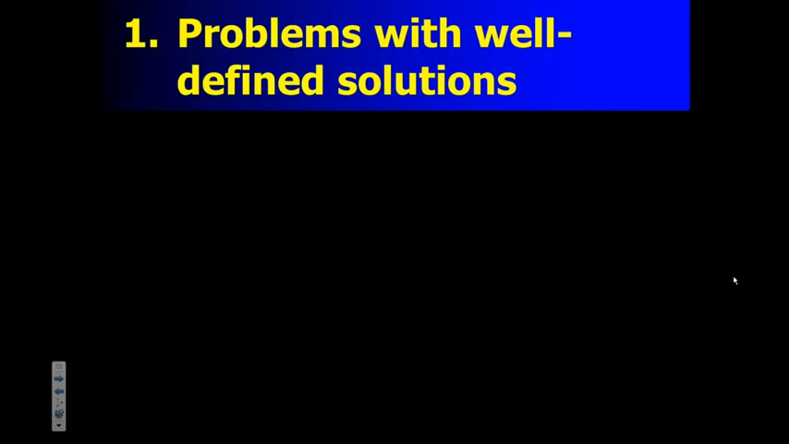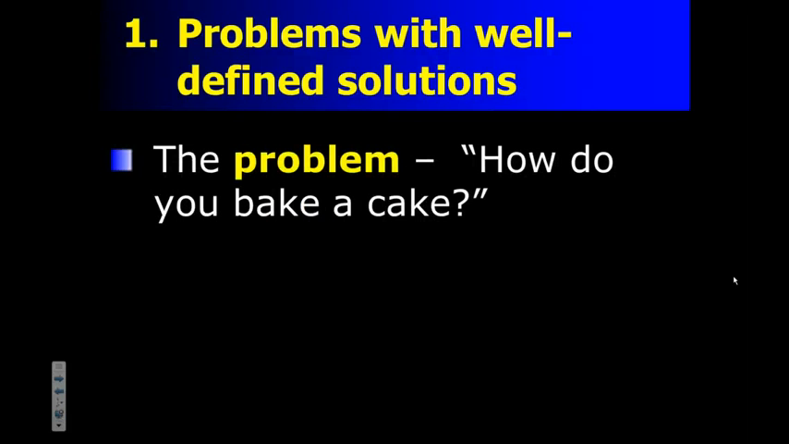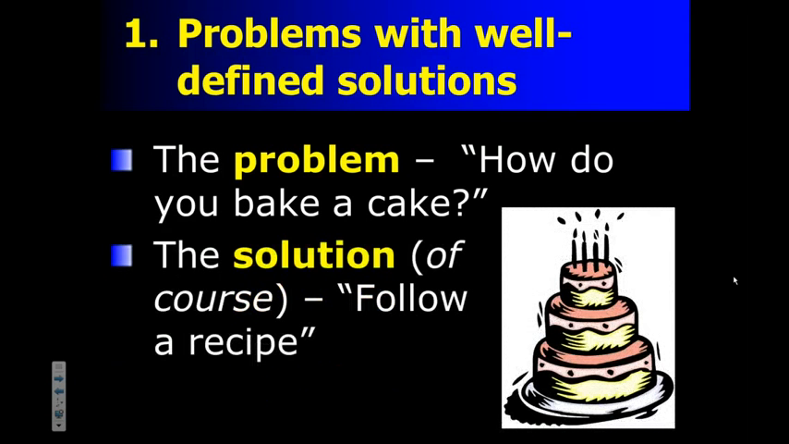So the first type would be problems that have a well-defined solution. Simple example would be 2 plus 2. Very straightforward solution. Or how do I bake a cake? The solution to that would be follow a recipe, right? You're going to get a cake. It's not like there's a lot of ambiguity there. It's a well-defined solution.